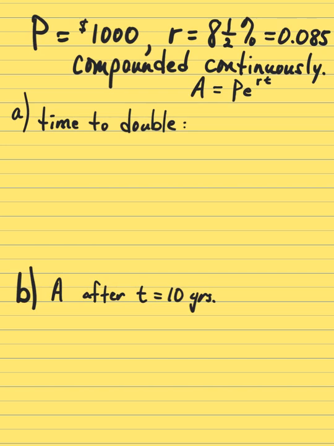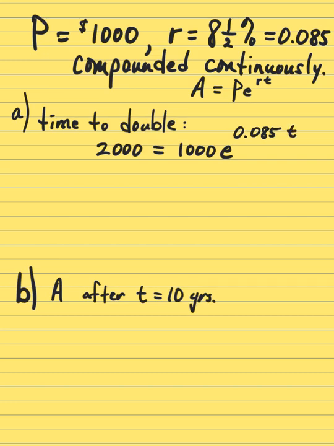Part A of this problem, and this is going to match up with the order of your homework, we're asked to find the time to double, the time it takes for the money to double. So if your money doubles, your 1,000 will have turned into 2,000. So our initial investment or the principal is $1,000. The ending amount is $2,000. E to the interest rate, which was 8.5%, but remember to use the decimal form of it, times T.